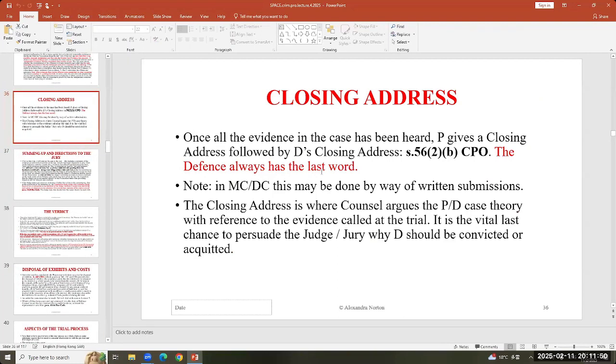So once all the evidence in the case has been called, that means that all the witnesses have testified and all of the documentary exhibits have been introduced, exhibits have been tendered and everything. It's now time for closing address. Technically, a counsel only makes submissions to a judge, right? You make a closing address to a jury as lay people. And the prosecution always goes first. Defense counsel always have the right of the last word.